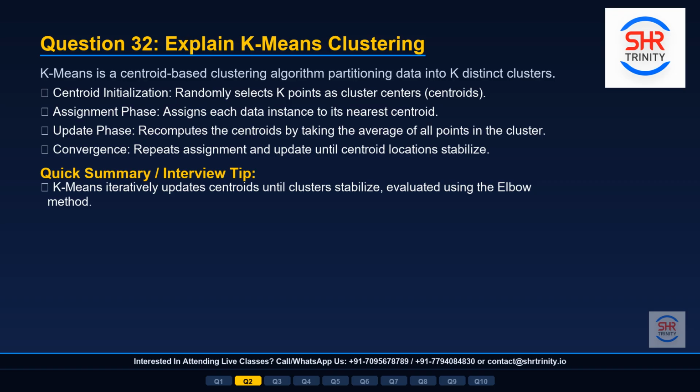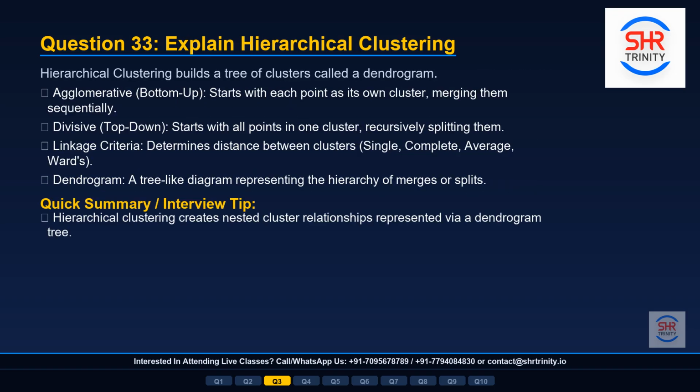Question 33. Explain hierarchical clustering. Hierarchical clustering is an unsupervised clustering algorithm that builds a nested hierarchy of clusters, represented visually as a tree-like diagram called a dendrogram. Unlike k-means, you do not need to specify the number of clusters beforehand. There are 2 main approaches. Agglomerative hierarchical clustering is a bottom-up approach.